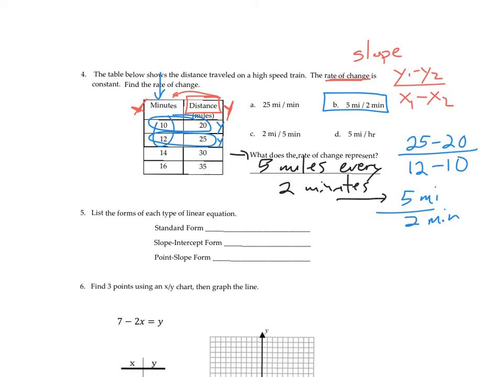Number 5, standard form. Capital A, x plus b y equals c. Remember, in standard form, no fractions allowed. Slope-intercept form. Point-slope form.